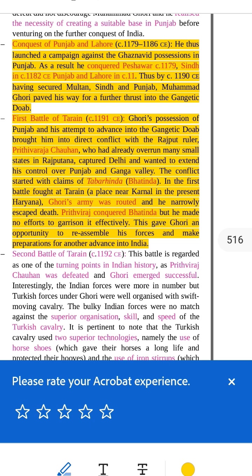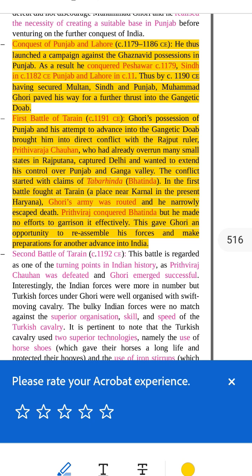Background. Muhammad Ghori was a powerful Muslim ruler from the region called Ghor in today's Afghanistan. He wanted to build a strong empire in India. To do this, he first had to capture important cities and regions on the northwest side of India, like Multan, Sindh, Punjab, and Lahore. Part 1.